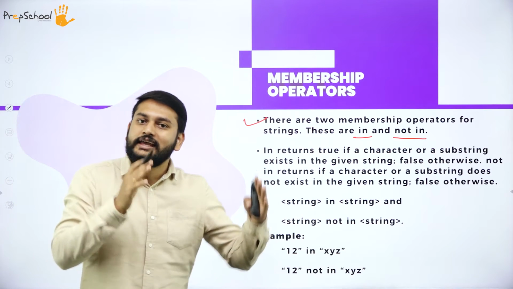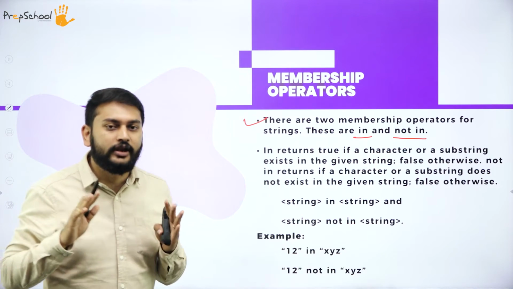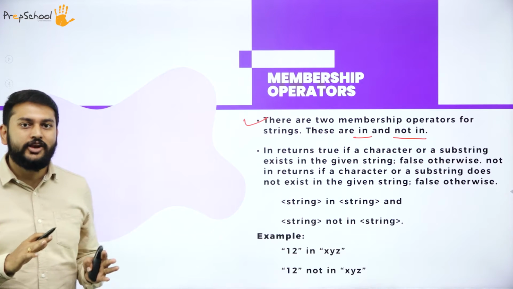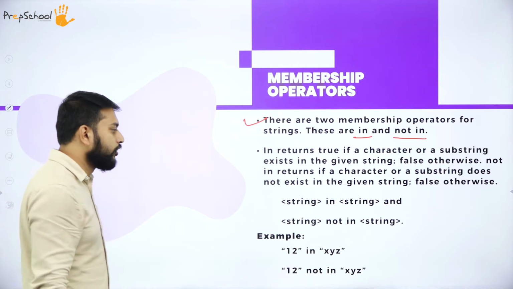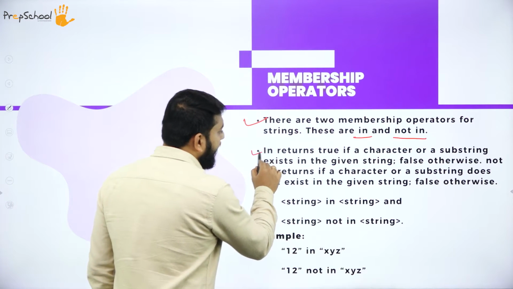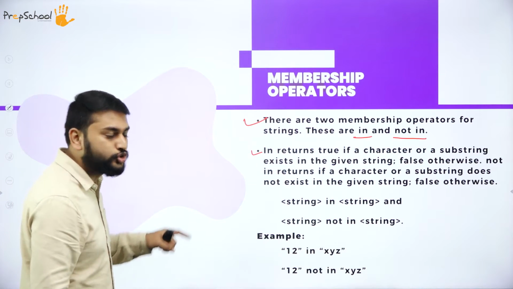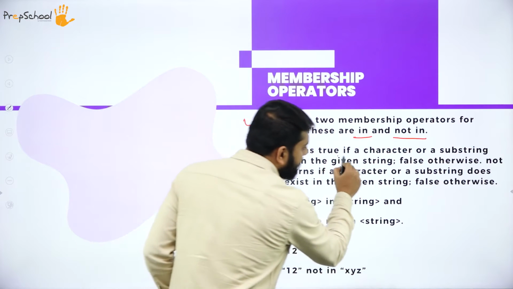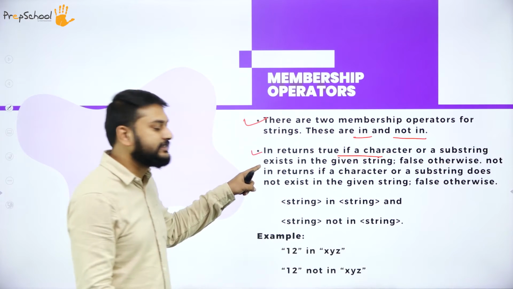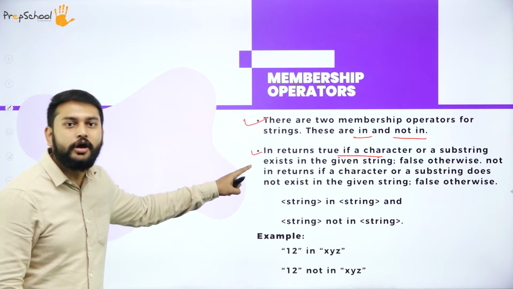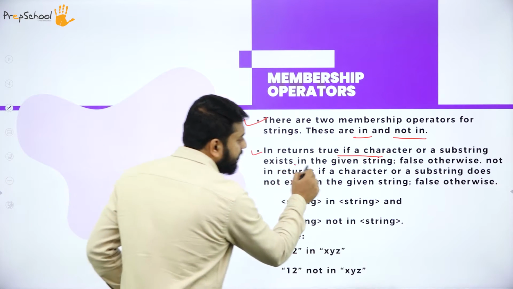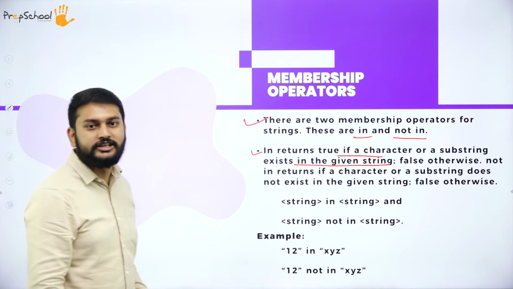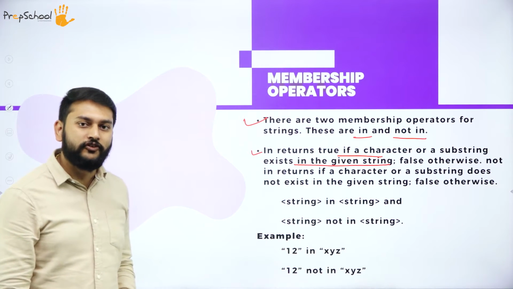The first one is in, the second one is not in. How exactly do in and not in work? Let's have a quick look. With in, it returns true if a character or a substring exists in the given string. Otherwise it is false.